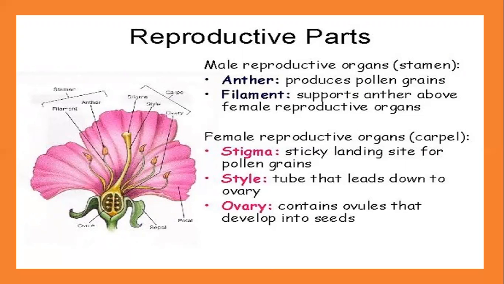It consists of 3 parts called stigma, style, and ovary. The stigma is the sticky landing site for the pollen grains. The style is a tube that leads down to the ovary. The ovary contains ovules that develop into seeds. The first 2 whorls, calyx and corolla, do not take part in reproduction and are known as accessory whorls.